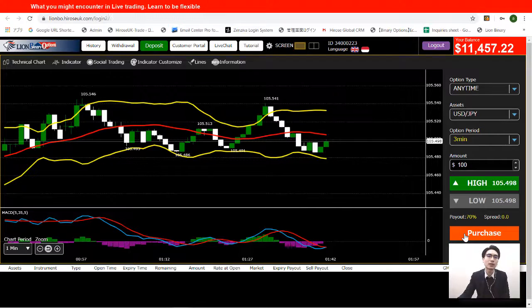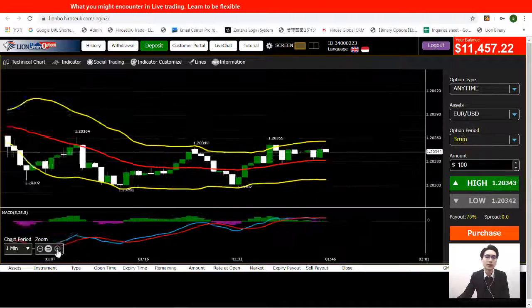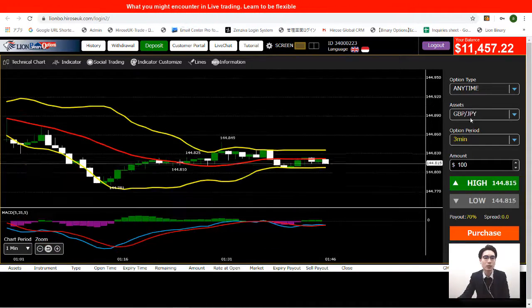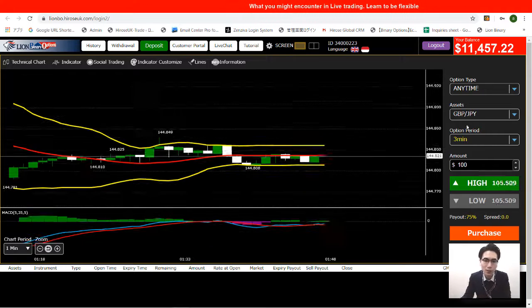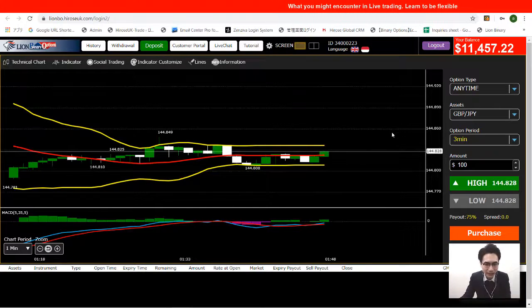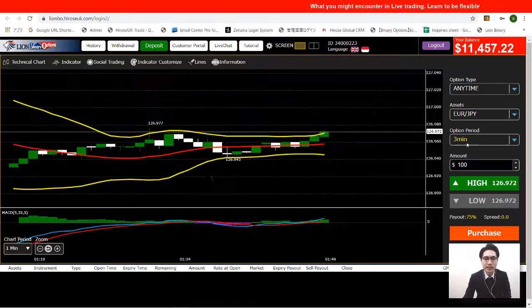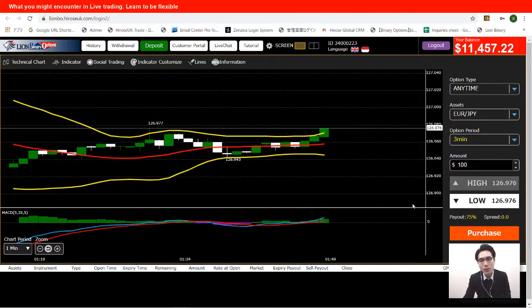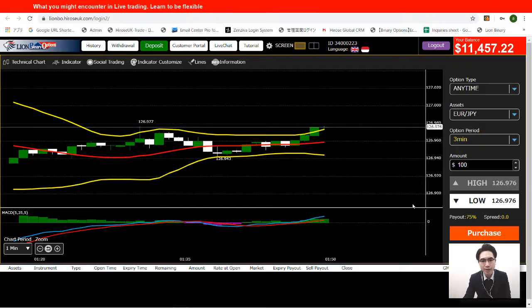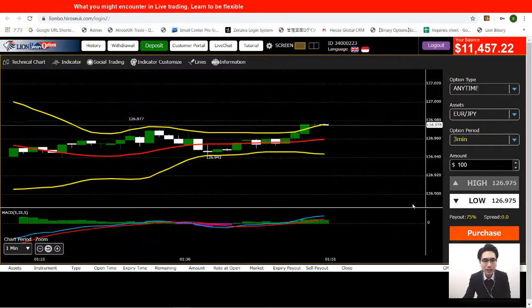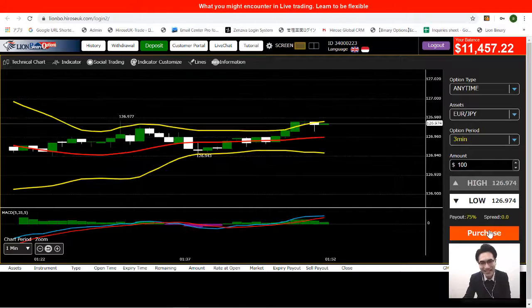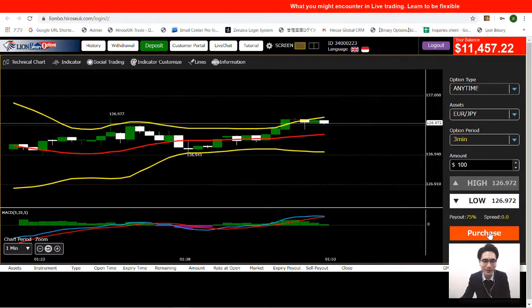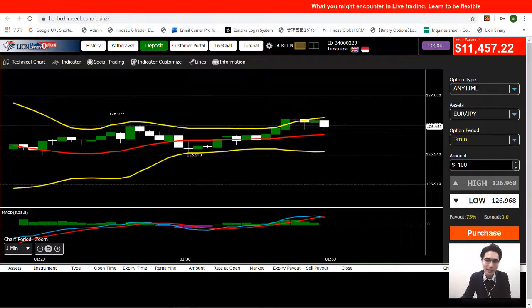So what we're going to do here is, again, browse a few currency pairs to try to find the one that has the most potential. Okay, now we are looking at a range market. So how do I tell this is a range market? Well, I'll tell you later. What I'm going to do now is place a trade first, and then I will explain it to you more.